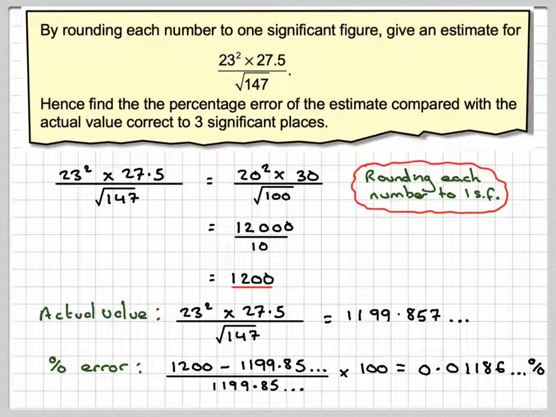0.01186. And therefore, correct to three significant figures, that 6 will make that 8 a 9. So the answer will be 0.0119%, a very, very small percentage.